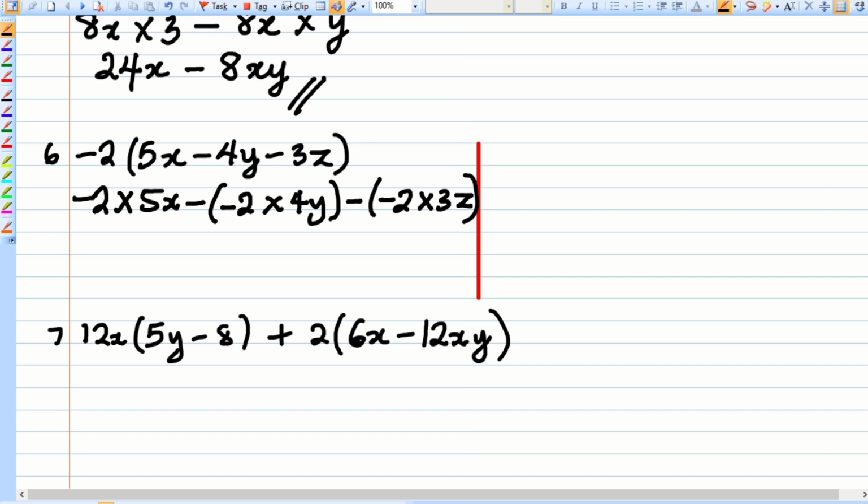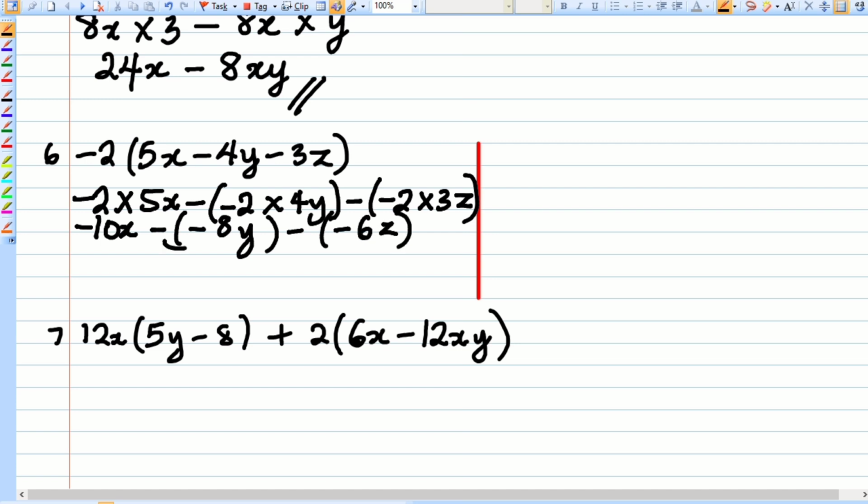So negative 2 times 5x. Minus 2 times 5 is minus 10, so we have minus 10x there. Minus, let's simplify what's in the brackets. Negative 2 times 4 is negative 8y. Minus, we have 2 times 3 is 6. That's minus 6z because of its minus 2.